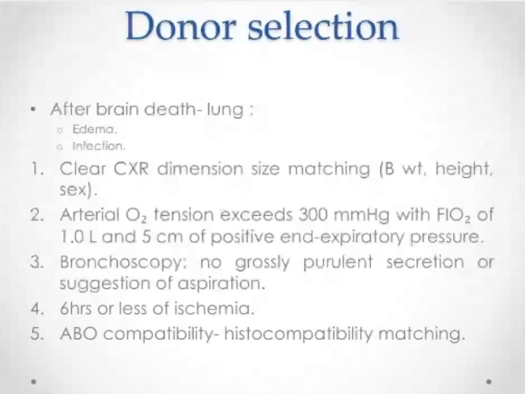Bronchoscopy should be done. We have no gross purulent secretion and suggestion of the aspiration, and it should be 6 hours or less of the ischemia. يعني ما تعطل أكثر من اللازم، لأنه اللانج مالتي يعني إذا المريض أنه صار ischemia and during 6 hours I should be take it. And beside the most important the ABO compatibility and the HLA should be matching.